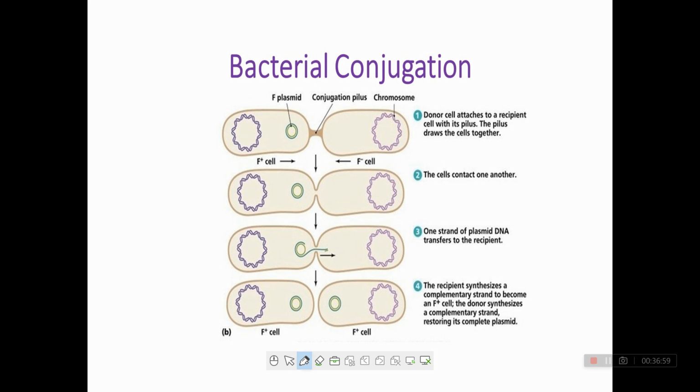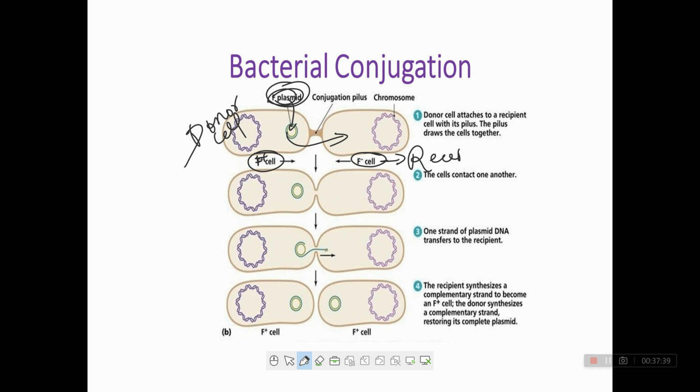This is the process of bacterial conjugation. How does the conjugation process take place? This is F plus. What is F plus? F plus has an F factor, the F plasmid, present in the donor cell, right? F minus means this F plasmid is not present. These are the recipient cells.